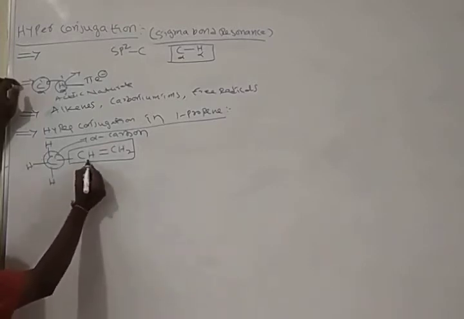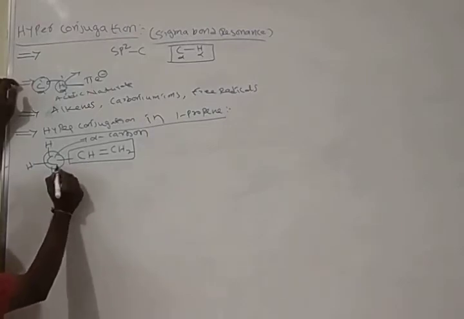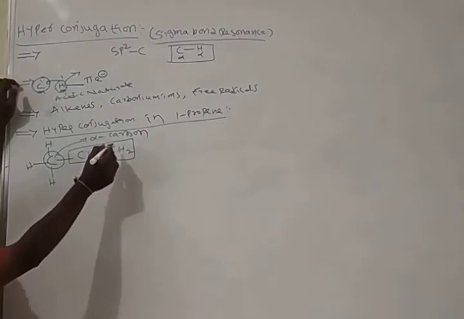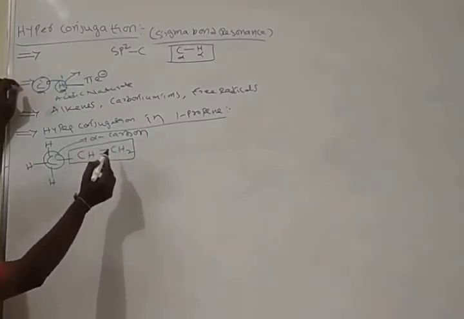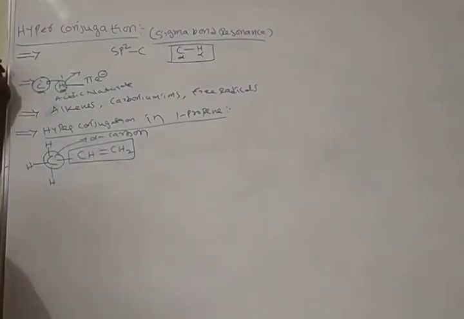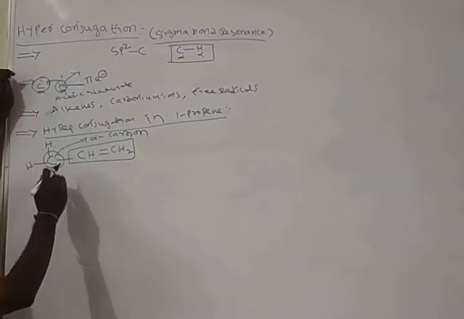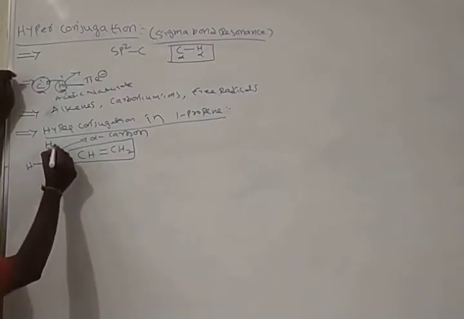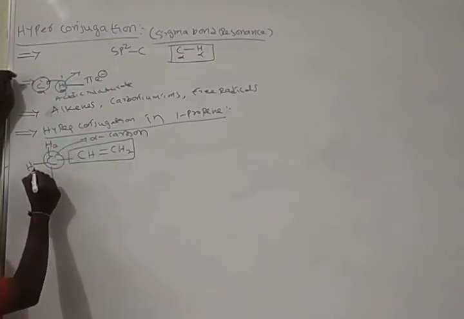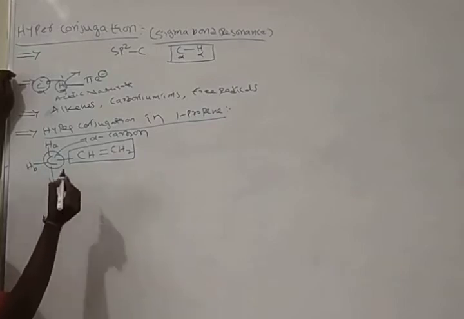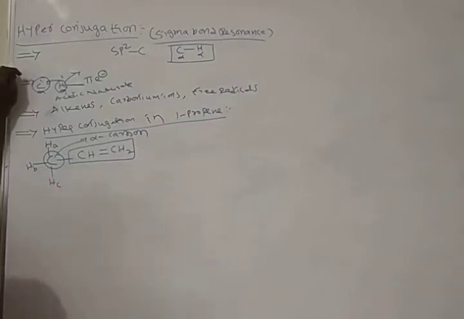This is the sp2 hybridized carbon. It is attached to one carbon; the carbon adjacent to the functional group we call the alpha carbon. If it is attached to hydrogen, we call that alpha hydrogen. Here is one alpha hydrogen, the second alpha hydrogen, and here the third alpha hydrogen.